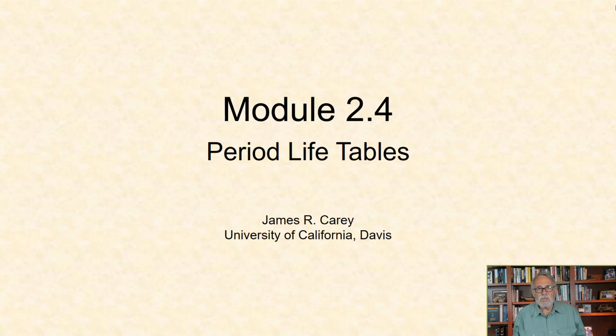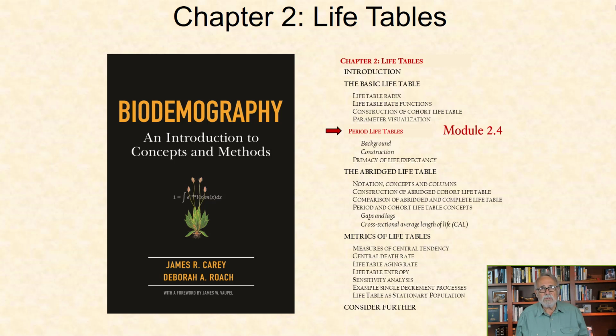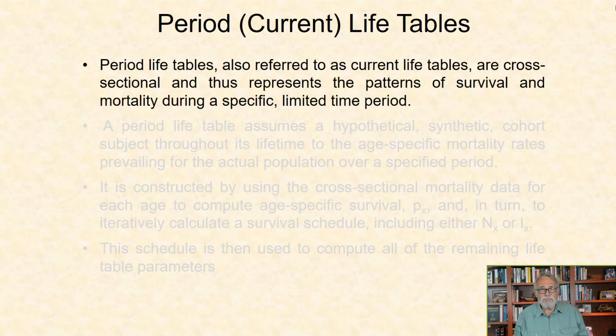In this module of Chapter 2 on life tables, Module 2.4, I will cover period life table concepts and construction. Period life tables, also referred to as current life tables, are cross-sectional and thus represent the patterns of survival and mortality during a specific limited time period.